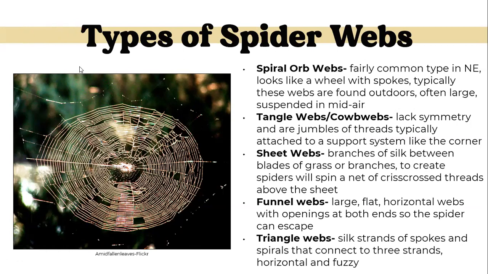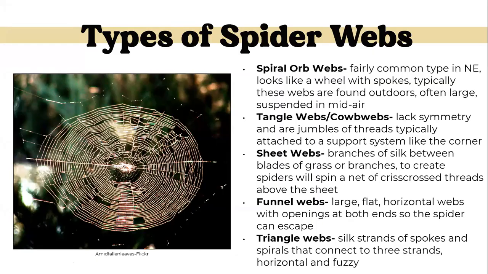So there is something else called a sheet web, which is branches of silk that are basically in a sheet. So sometimes it's through blades of grass or over very low growing plants like moss. They will have this huge bunch of crisscross threads that looks like someone just laid a sheet out. There's also something called a funnel web, very large, flat, horizontal webs that have openings in them. And I will show you a photo here in a second. These are so the spider can escape. And then triangle webs. So triangles have 3 sides, same thing with the web that we'll show you here in a second.